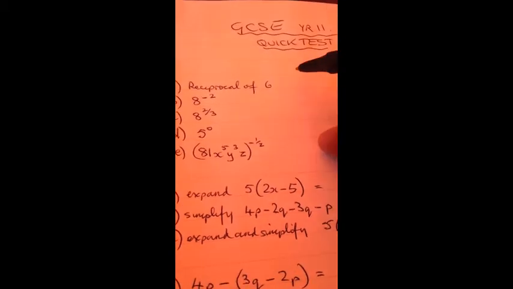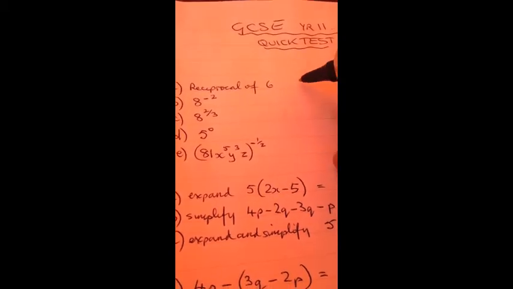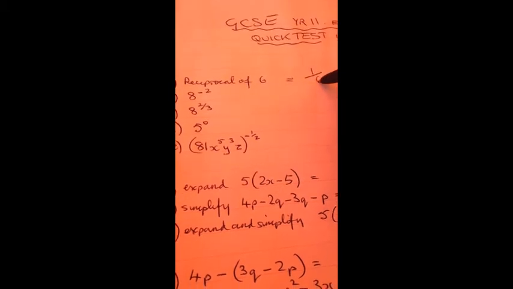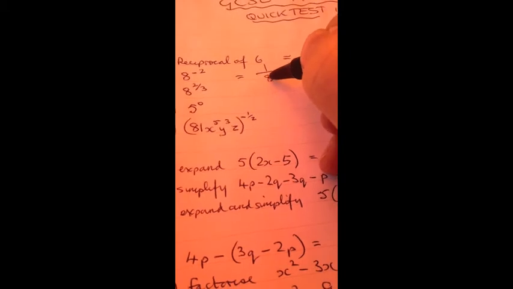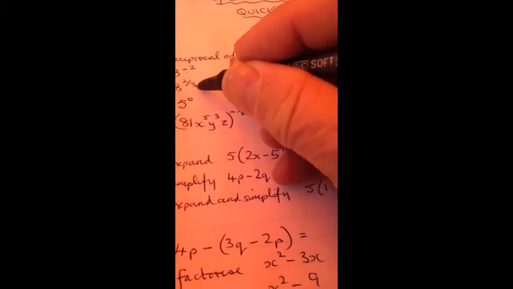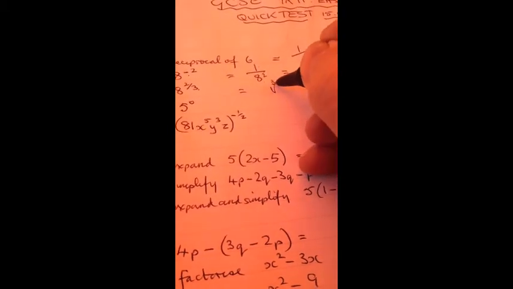Right, here we go then. So, reciprocal of 6. Reciprocal means 1 over, so simply that's 1 over 6. 8 to the minus 2 means 1 over 8 squared. The minus sign means 1 over, and then 1 over 8 squared is 64. 8 to the 2/3, you don't like this one, I know. This means cube root first, so the cube root of the 8, and then the 2 means you square it. So that's 2 squared. 2 squared is 2 2s are 4.